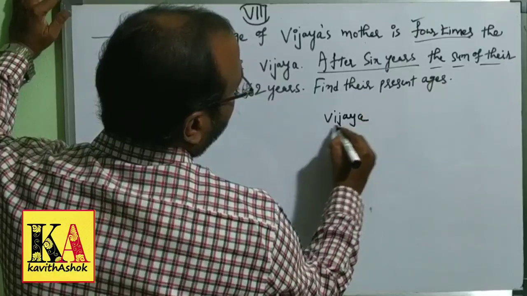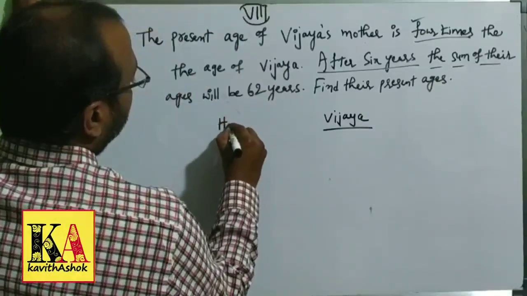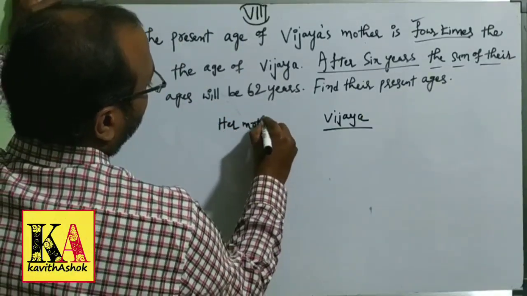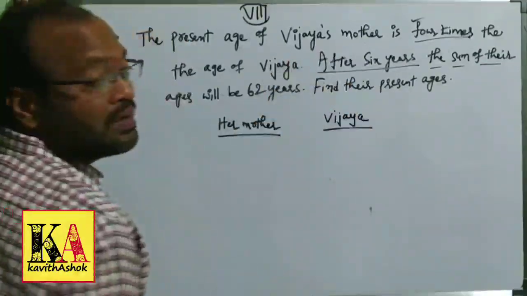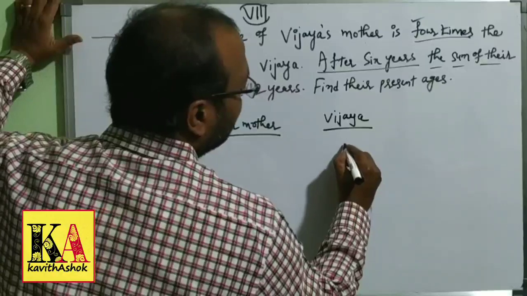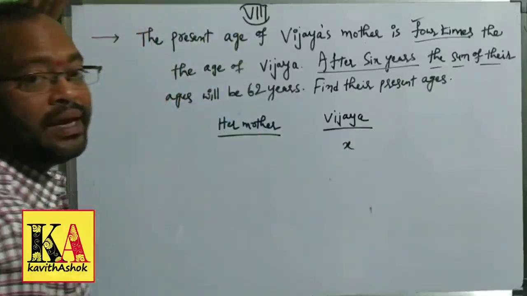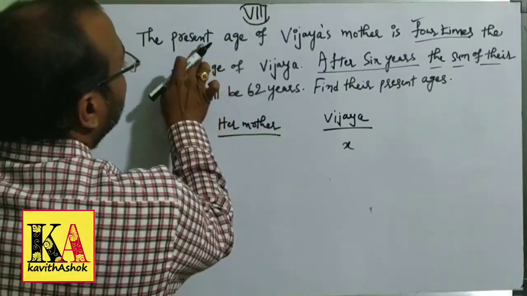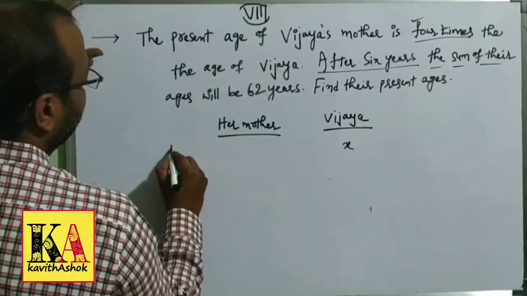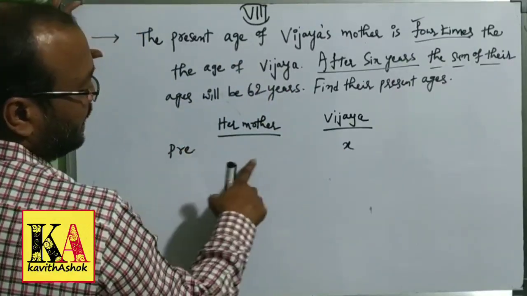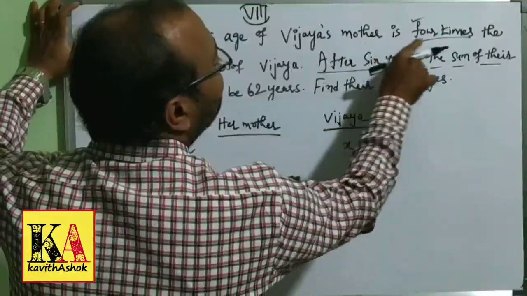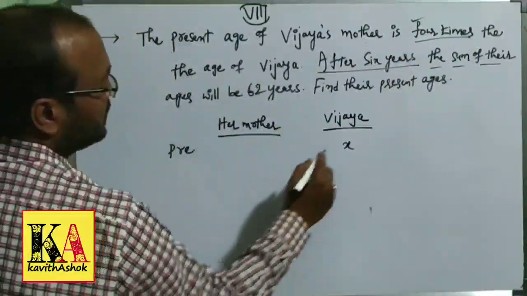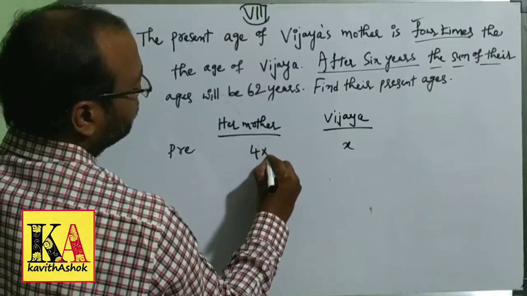This is Vijaya and her mother. Okay. We don't know the age of Vijaya. So that's why I am taking Vijaya's age as x. This is the present age I am taking. The present age of Vijaya be x. Then her mother's age is 4 times the age of Vijaya. So that's why 4 times x.